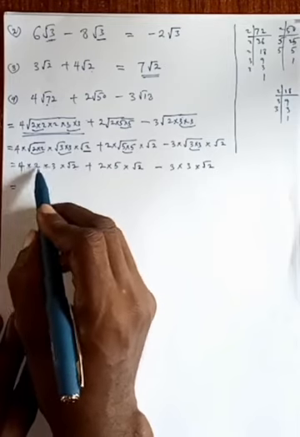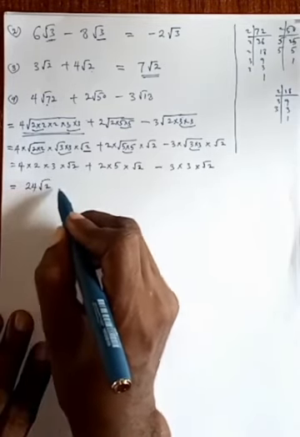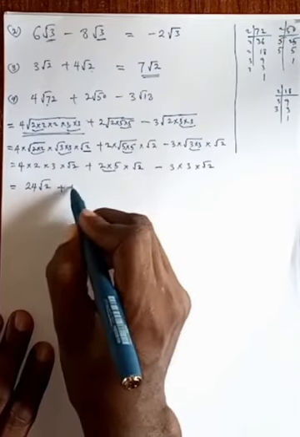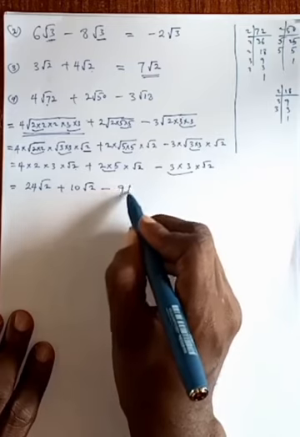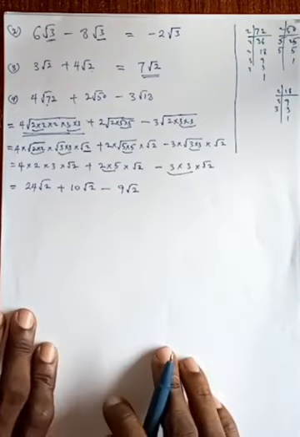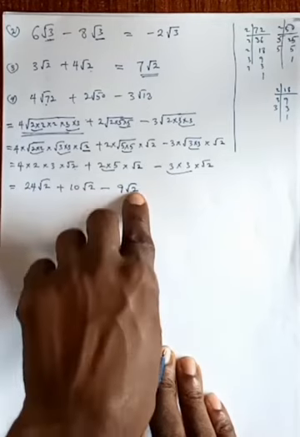And that gives 4 times 2 is 8, 8 times 3 is 24. So we have 24 root 2 plus 2 times 5 here, 10 root 2, minus 3 times 3 here, which is 9 root 2. So we are able to reduce the numbers given here to their basic forms.